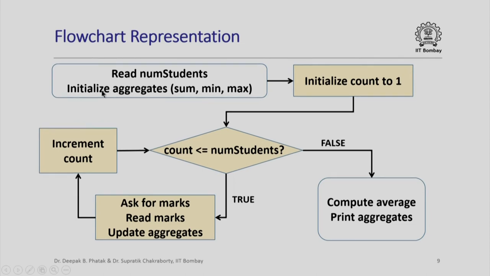We read the number of students, and initialize the aggregates. Here the aggregates are sum, min and max. Then we initialize a counter to 1, and check whether the value of this counter is less than or equal to the number of students. If so, we ask for the marks of the next student, read the marks, update the aggregates, then increment the count at the end of this iteration, and come back and check again whether the count is less than or equal to the number of students. Keep doing this until count becomes greater than the number of students, in which case the condition evaluates to false and we come out and compute the average and print aggregates.